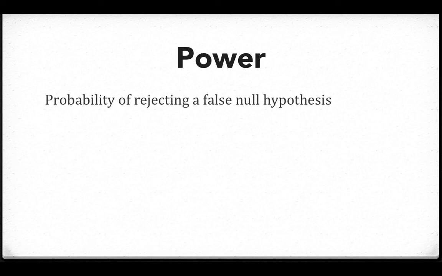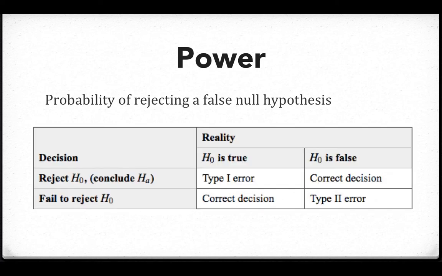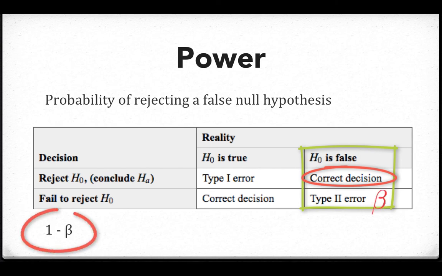The second to last topic that you'll read about this week is power. Power is the probability of rejecting a false null hypothesis. If we go back to the table that we saw earlier, it's essentially a conditional probability. So, given that the null hypothesis is false, the probability that we would reject it. A type 2 error is known as a beta error, so sometimes you'll see power written as 1 minus beta.